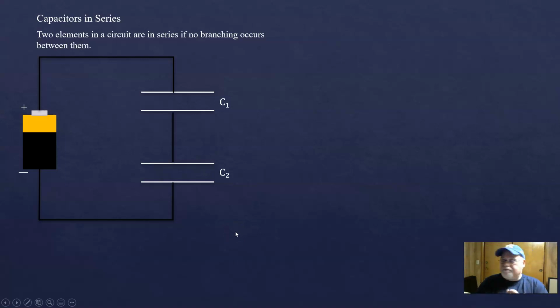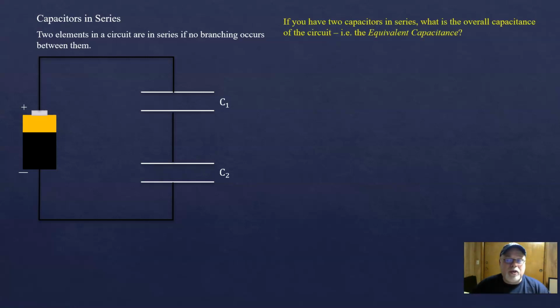Now here's the question that we want to ask, and I'll define some of this, but if you have two capacitors in series, what then is the overall capacitance of the circuit? You know, we call that the equivalent capacitance, or you'll hear me say sometimes the total capacitance of the circuit, okay? So we don't expect necessarily that this situation is going to be just like the prior situation. These two capacitors are somehow going to interact to create an effective capacitance for the circuit, and we want to know what that is.